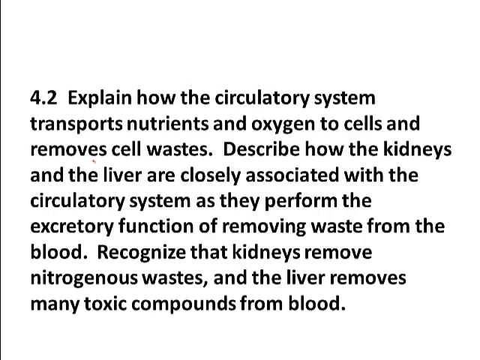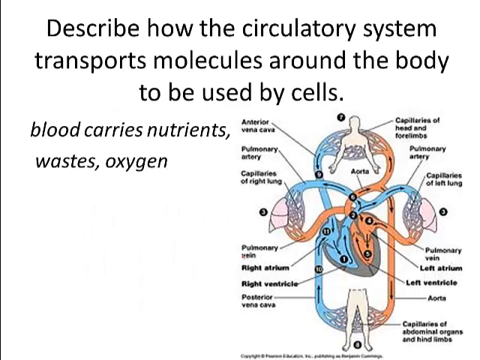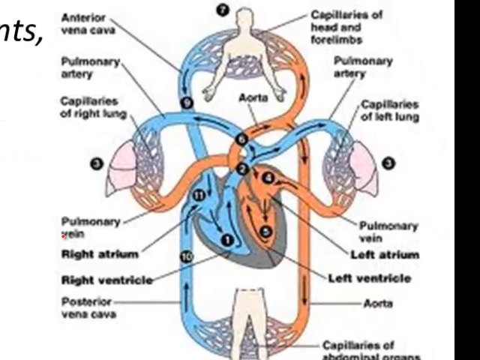Okay. Standard 4.2, we looked at both the circulatory system and we also looked at excretion, so the removing of waste from the body. So the circulatory system, we're going to describe how molecules get transported around the body. So remember, the purpose of the circulatory system is for transport of molecules. And it is your blood that is carrying nutrients, waste, and oxygen.